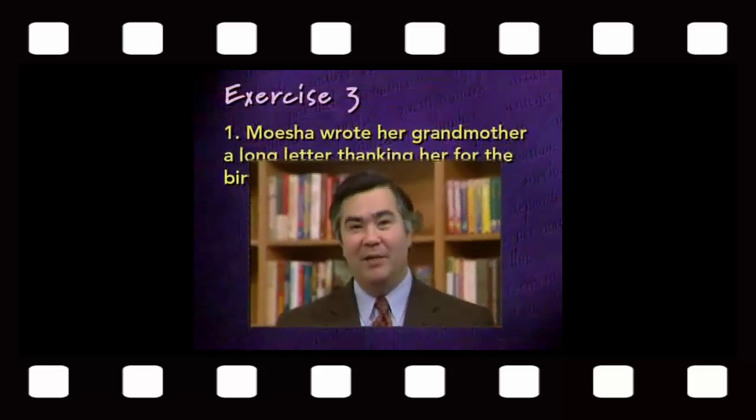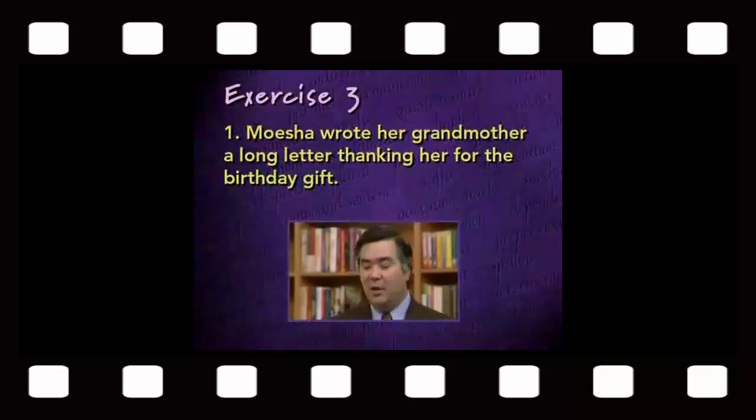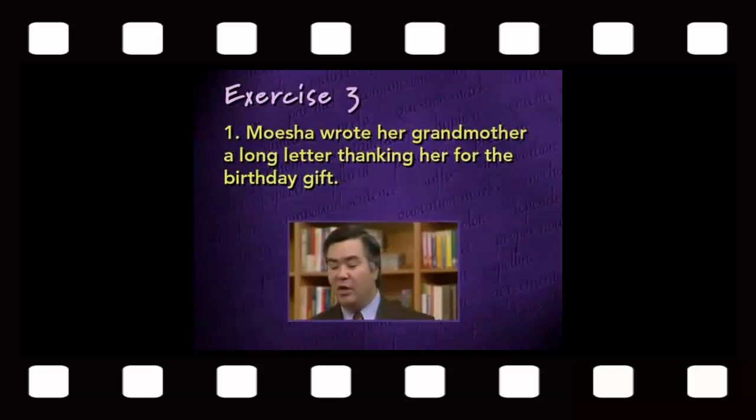In this exercise, we gave you several sentences and asked you to decide for each one whether or not an indirect object appears. Let's take a look at them one by one. First, Moesha wrote her grandmother a long letter thanking her for the birthday gift.